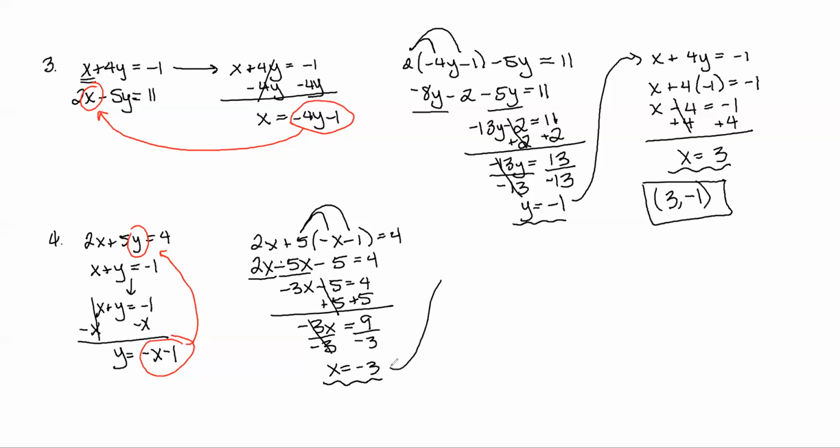And then I'm going to plug this back in to either one of these equations. The second one's a lot nicer because there's only an x and a y, no other coefficients. So I'll plug it into x plus y equals negative 1. So we have negative 3 plus y equals negative 1. Add 3 to both sides, and we get y equals 2. So our solution here is negative 3, 2.